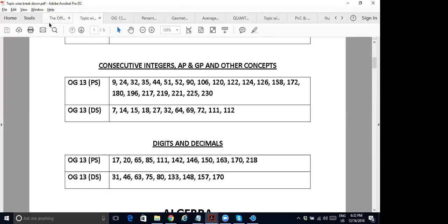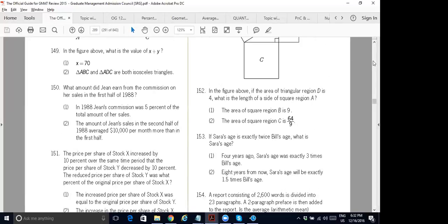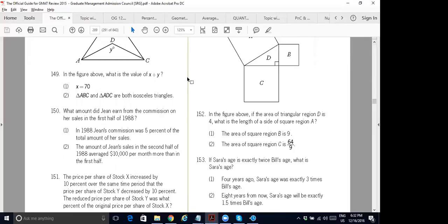So when I'm doing this, I was looking at this. The only topic that I should be looking at right now is number properties, no, from your list? Yes, yes. Okay.